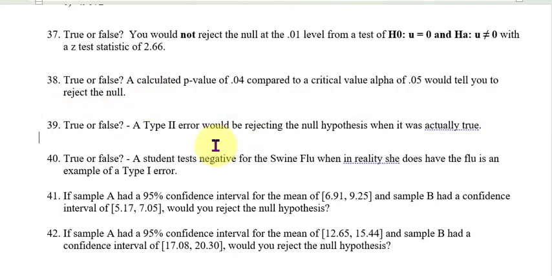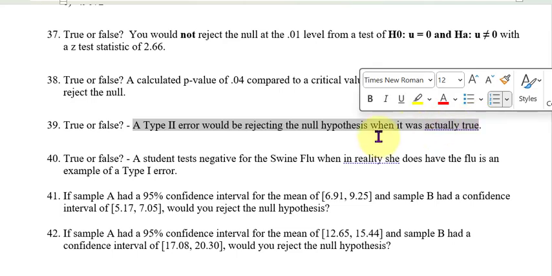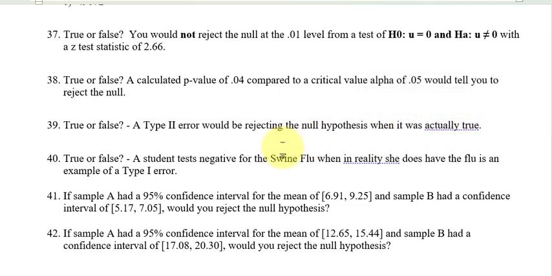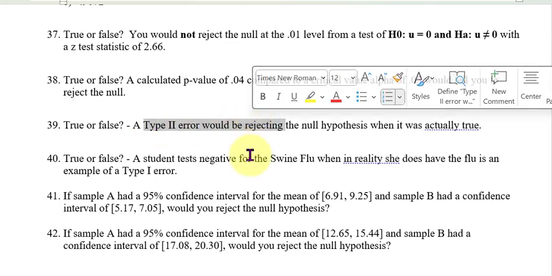Type 2 error. Type 2 error is where you do not reject the null when you should have. So does that fit this one? A type 2 error would be rejecting the null when it was actually true. No, that's a type 1 error. Type 1 error is where you reject the null when you're not supposed to, when the null is actually true. And that's the one we normally make. As researchers, we always want to show something is significant, right? We're in a rush to show that something's significant. So if we reject the null when the null was actually true, that's a type 1 error. If we fail to reject the null when the null was actually false, that's a type 2 error. So this answer is false.